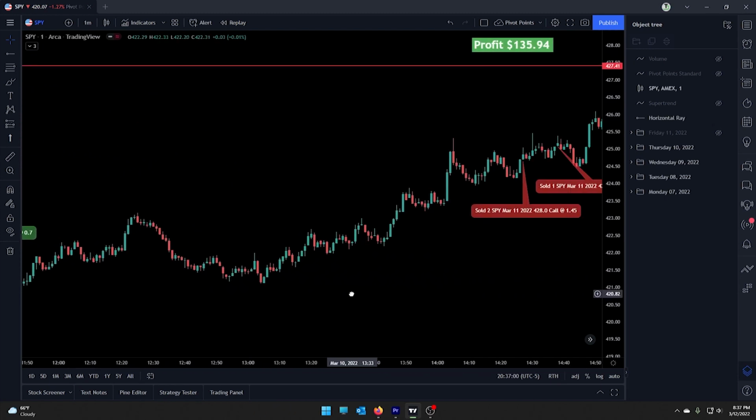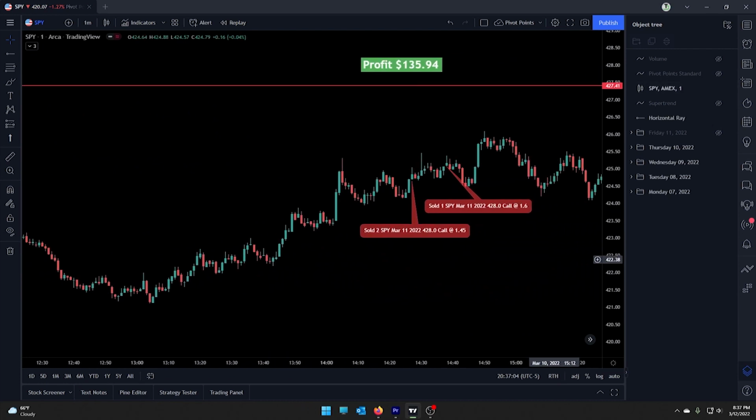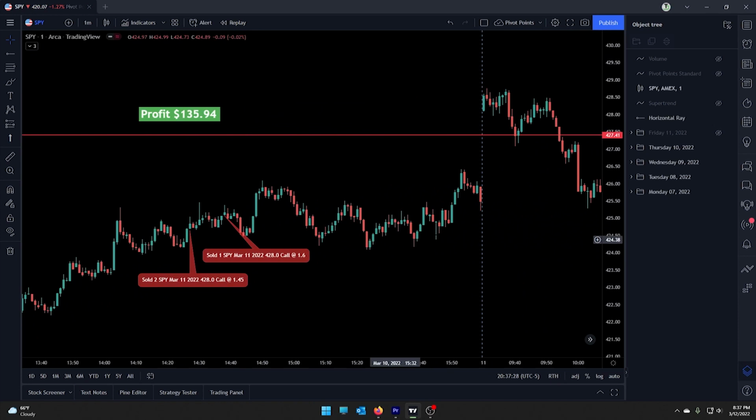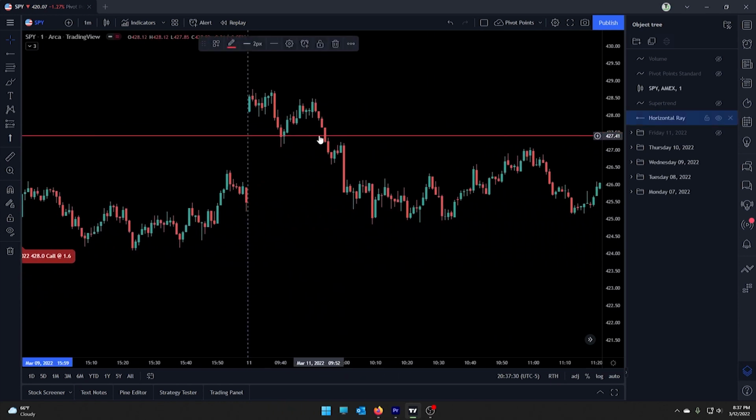Fortunately, my gut feeling of it eventually starting to run up towards filling the gap came to fruition very late in the day, which saved my ass, to be completely honest. I sold two of those calls for $145 each, and then I sold the third one for $160. All said and done, I ended up making $135.94 on that trade. And then we go into Friday.